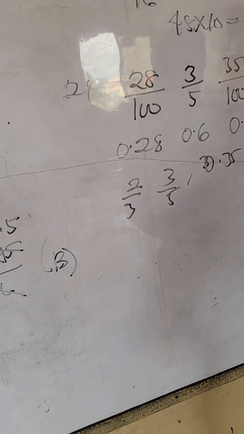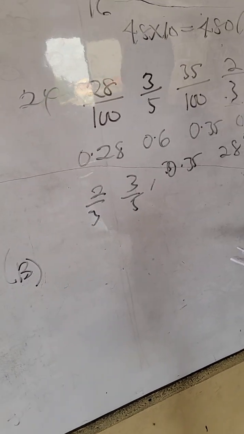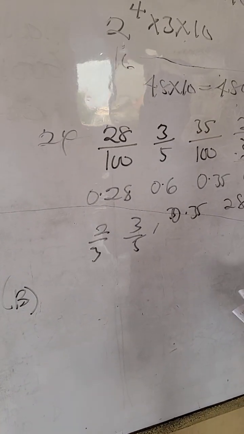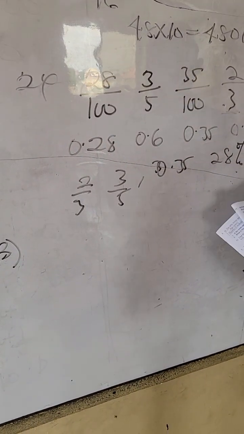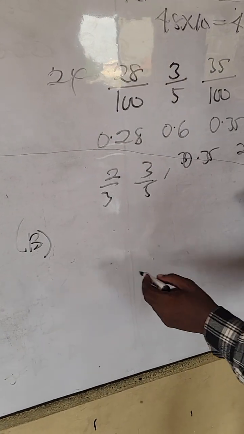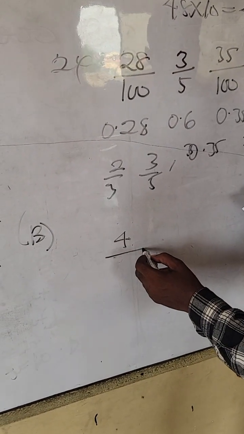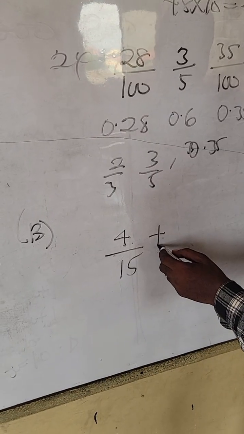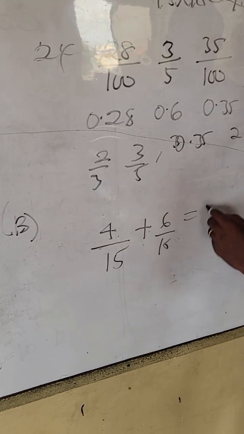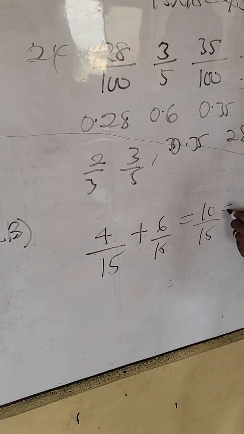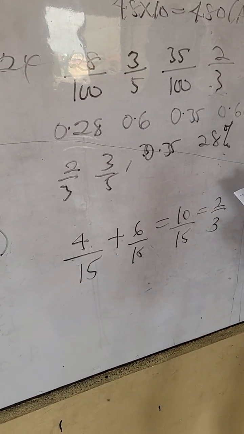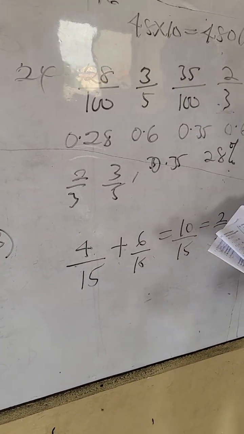25. 5 red, 4 white, and 6 blue. The ball is chosen either white or blue. So probability is what you have over the total. White is 4 out of 5 plus 4 plus 6, that is 15. Blue is 6 out of 15. That's 10 out of 15, which is 2 over 3. Option B. 26.